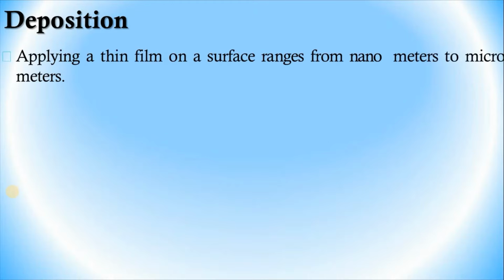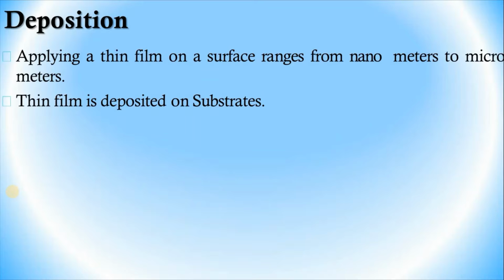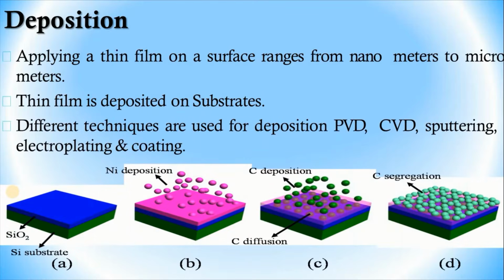Now we are going to see what is meant by deposition, in which we are applying a thin film on a surface, ranging from nanometers to micrometers, which is deposited on the substrate. We use different techniques for deposition like PVD, CVD, sputtering, electroplating and coating. So these are the different processes for doing the deposition on the surface. Here we are using a very thin film of material, depositing it on the other material. The thickness of the film ranges from a few nanometers to about 10 micrometers.